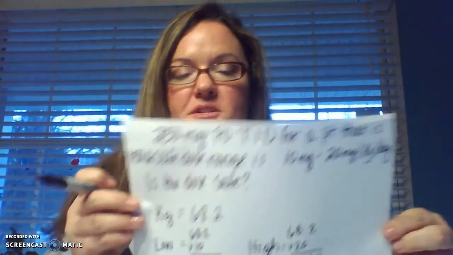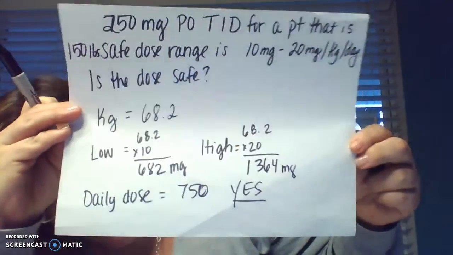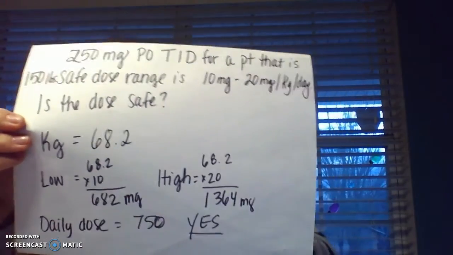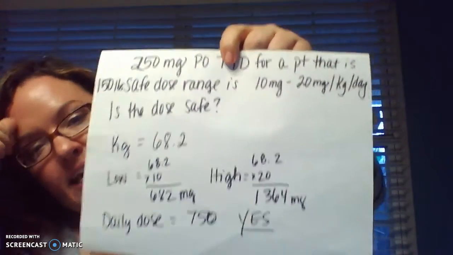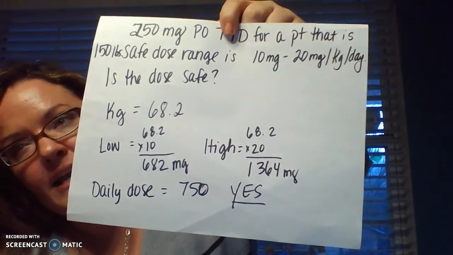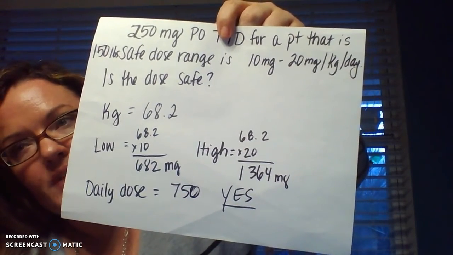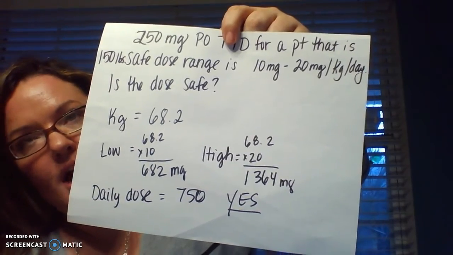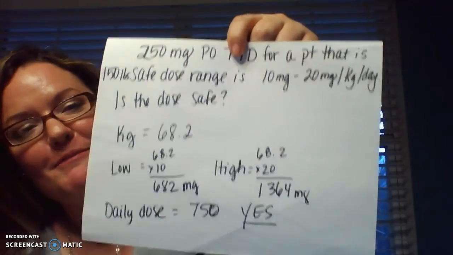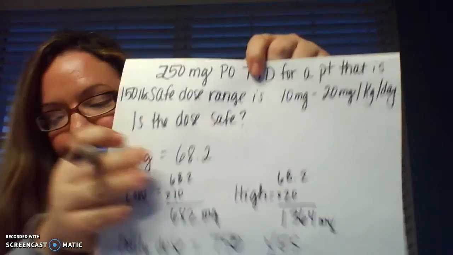Okay, so you may be asked a couple of questions like this on the exam where you'll have to figure out safe dose ranges, and it may even take it a step further where it'll say the medication is supplied in 100 milligrams per 10 milliliters. How many milliliters are you going to give? Okay.